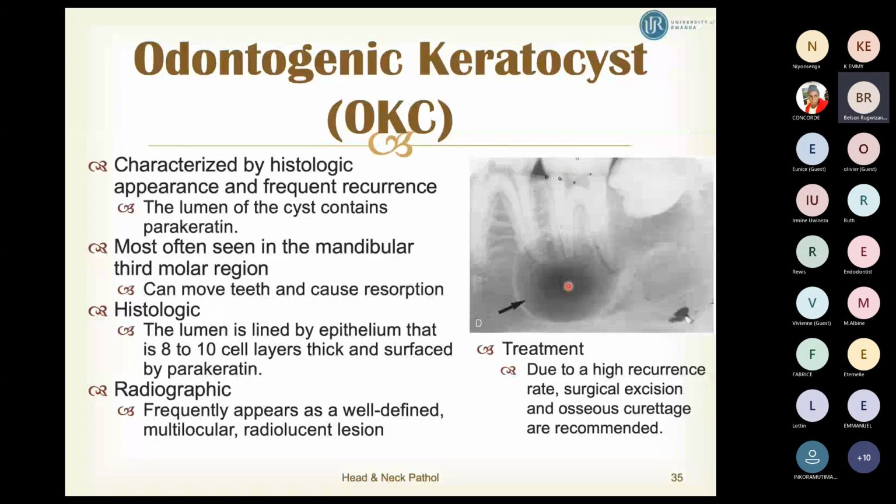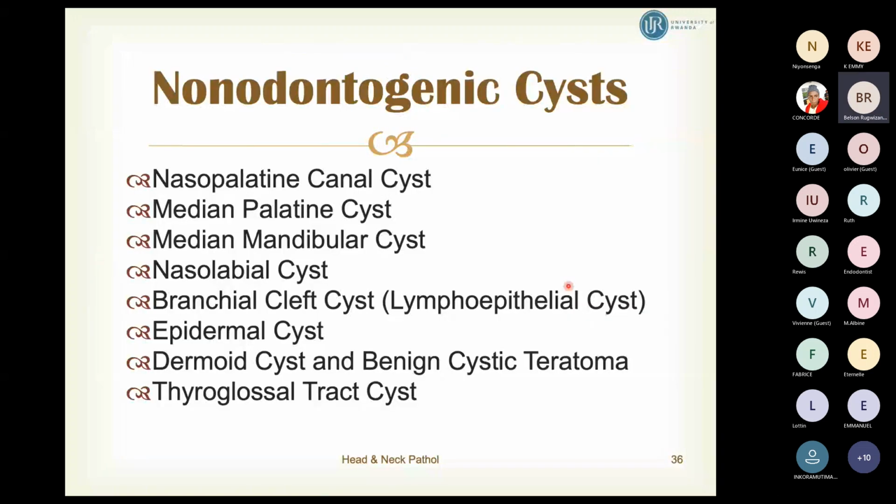So for non-odontogenic cysts, there are many. We have nasopalatine canal cyst, median palatine, median mandibular, nasolabial, branchial cleft cyst, and thyroglossal duct tract cyst, and they are also many. And these are developmental, of course. The branchial cleft cyst.